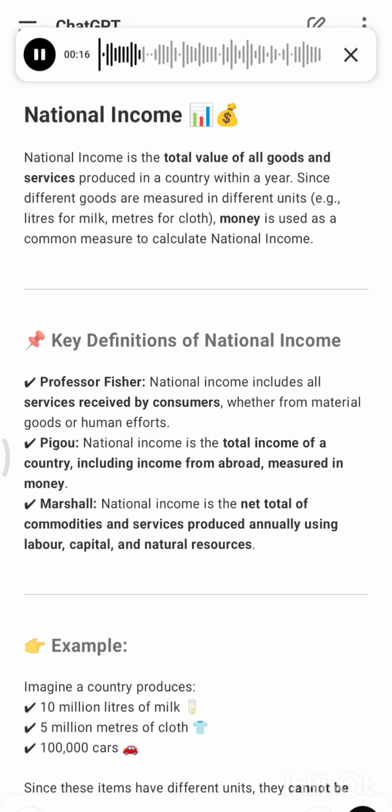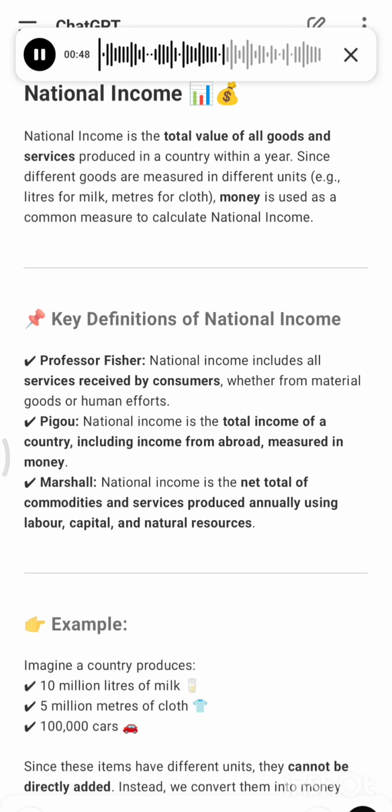Key definitions of national income. Professor Fisher: national income includes all services received by consumers, whether from material goods or human efforts. Pigou: national income is the total income of a country, including income from abroad, measured in money. Marshall: national income is the net total of commodities and services produced annually using labor, capital, and natural resources.